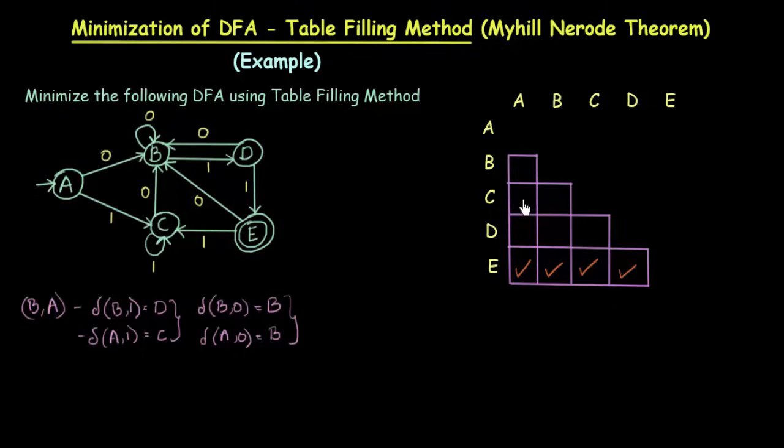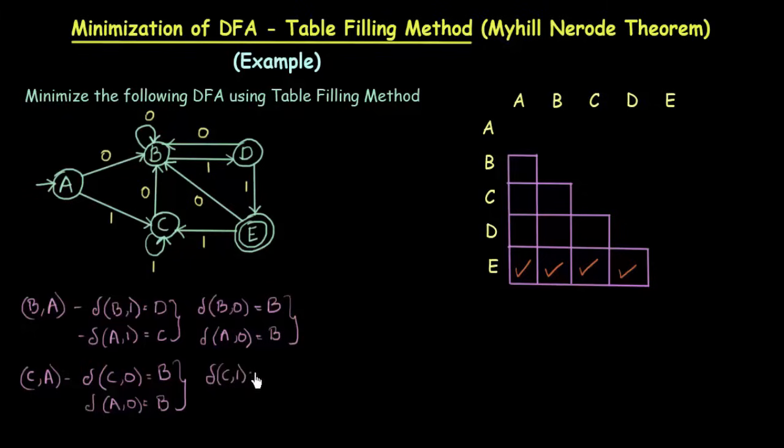Now come to the next unmarked pair that we have to check. This is CA, C and A. Let me first start with 0 here. C on getting input 0, where does it go? And A on getting input 0, where does it go? C on input 0 goes to B, and A on input 0 goes to B. Again we get the pair BB, which is not there in our table, so no need to do anything with it. Now check for input 1.